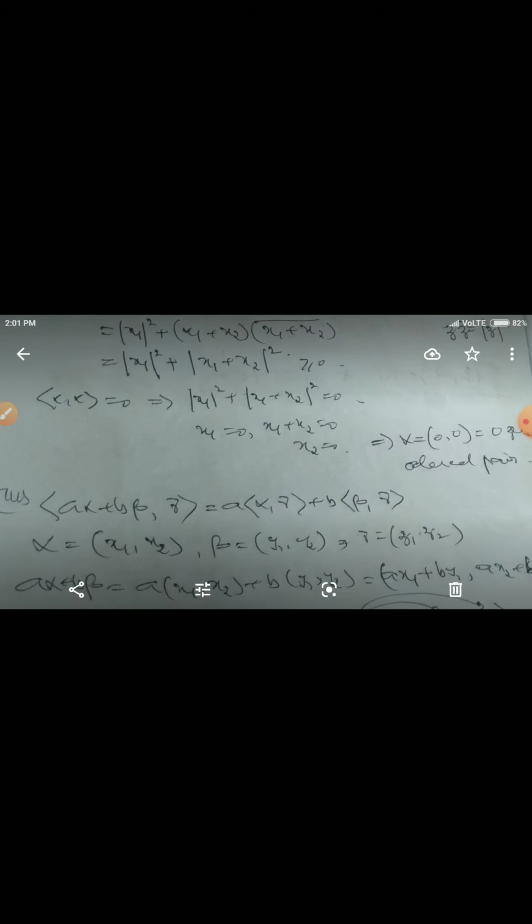Now consider A alpha plus B beta, gamma. That can be written as A times inner product alpha gamma plus B times inner product beta gamma. So now take alpha equal to x1 x2, beta equal to y1 y2, gamma equal to z1 z2. Now A alpha plus B beta equal to A times x1 x2 plus B times y1 y2. That can be written as a single ordered pair as ax1 plus by1, ax2 plus by2. Now inner product of A alpha plus B beta, gamma equal to ax1 plus by1, ax2 plus by2 as the first vector, and the second part is the z1 z2 ordered pair.